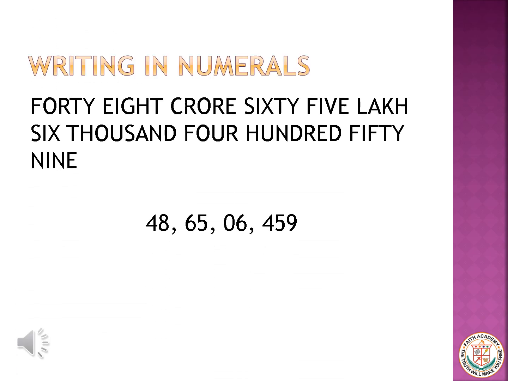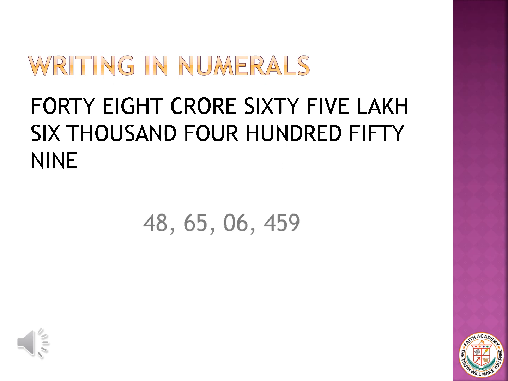As we have already learned the placing of commas and the different periods of the place value system, we know that there are 4 periods in the Indian system, and they are crore, lakh, thousand and ones. We know that after each of these periods, we have to place the commas. So let us see how to write in numerals when the number name is given to us. First, it is given 48 crore. So after 8, we put the comma. Then it's 65 lakh. So after 5, we put the comma.